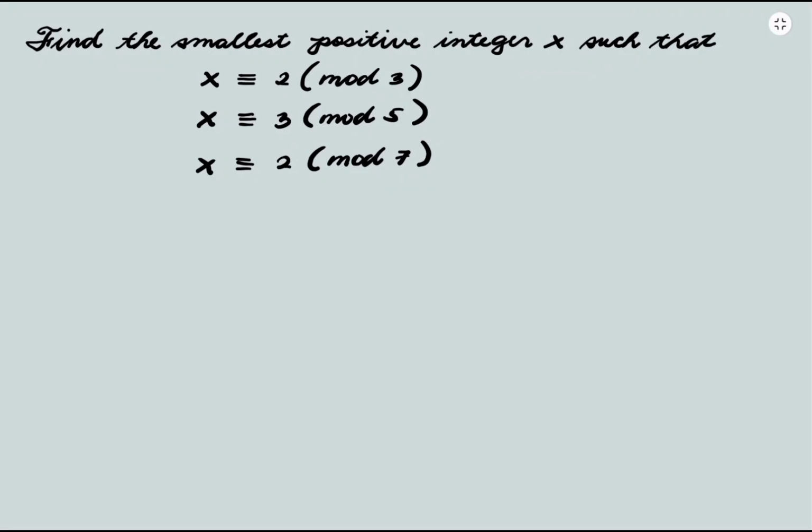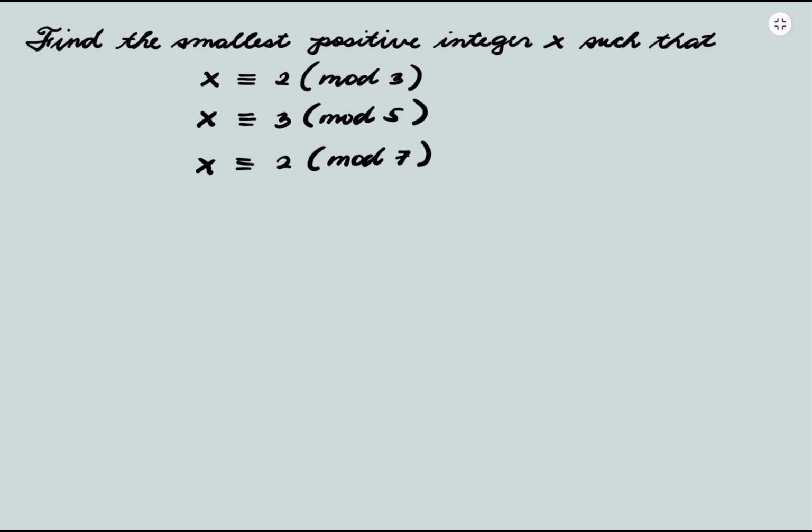Today, we are solving a classic number theory problem using the Chinese remainder theorem, also called CRT. We want one number that satisfies all three congruences at the same time. So here is the problem. Find the smallest positive integer x such that x is congruent to 2 modulo 3, x is congruent to 3 modulo 5, and x is congruent to 2 modulo 7.